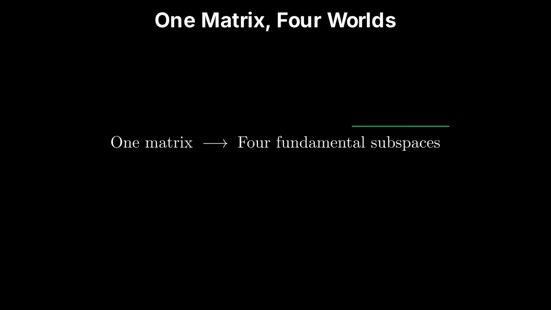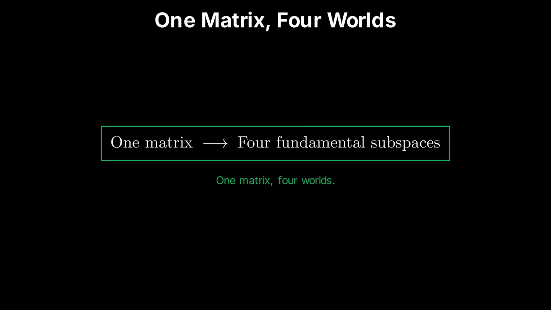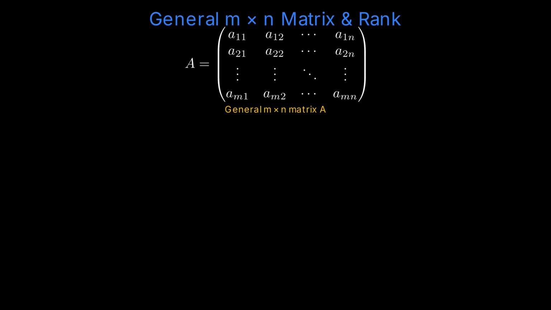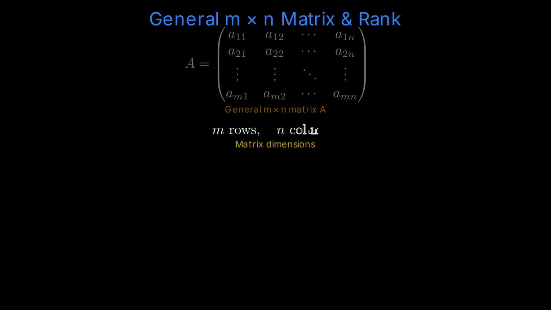Understanding this deep link requires the four fundamental subspaces that every matrix naturally carries. One matrix, four worlds. That example hints at deep structure. Let's define it precisely. Take any m by n matrix A, where m is the number of rows and n is the number of columns. We write the entries as A sub ij, arranged in a rectangular array.